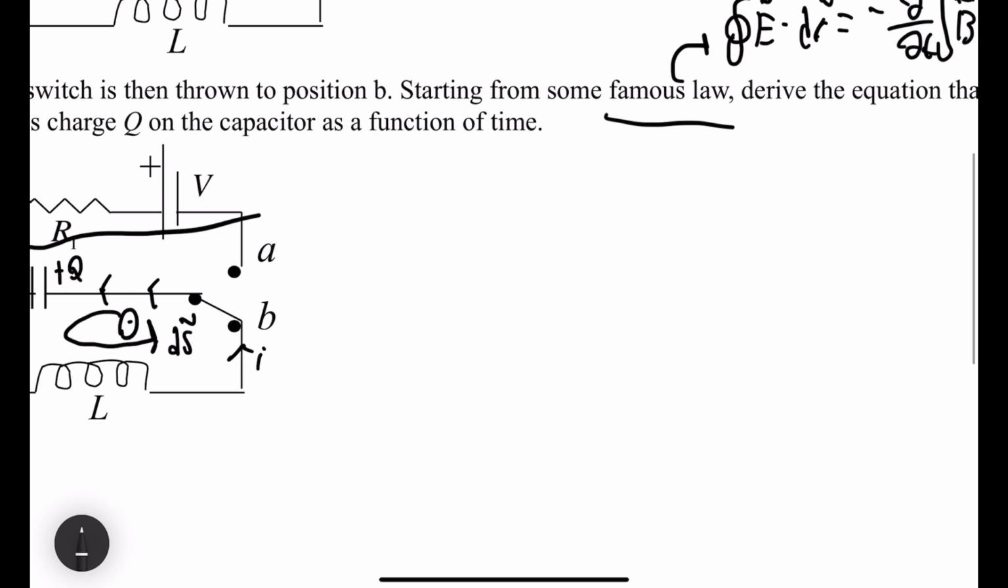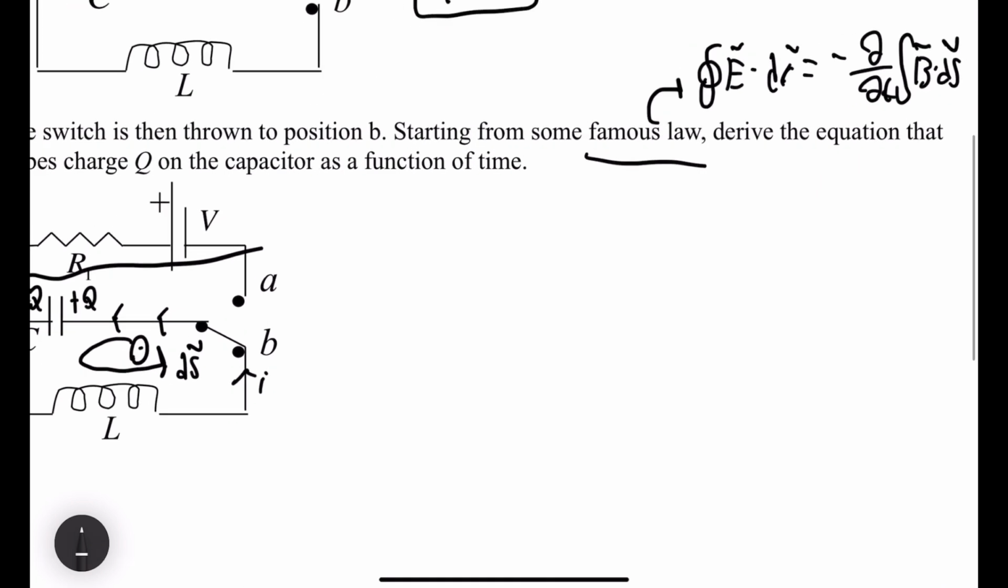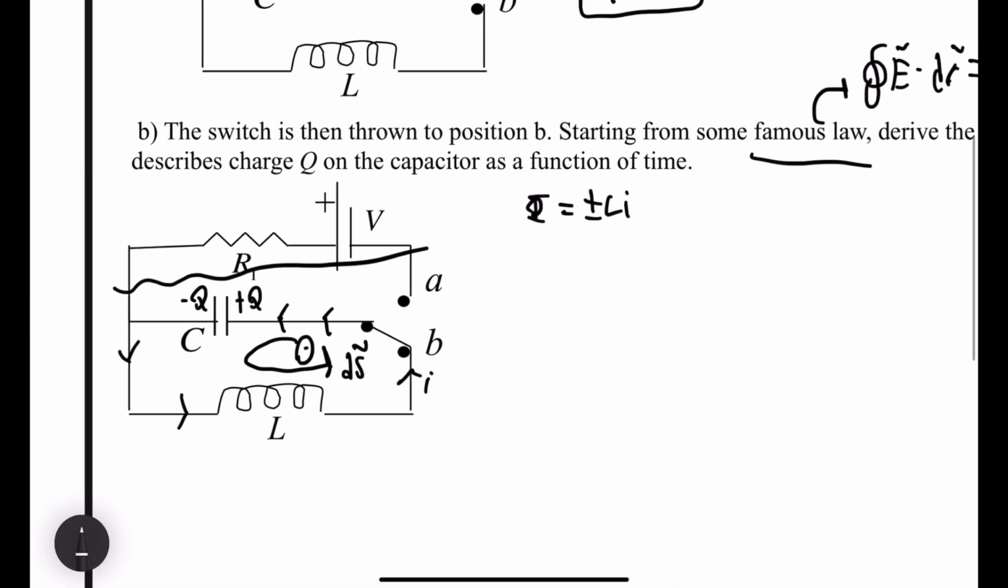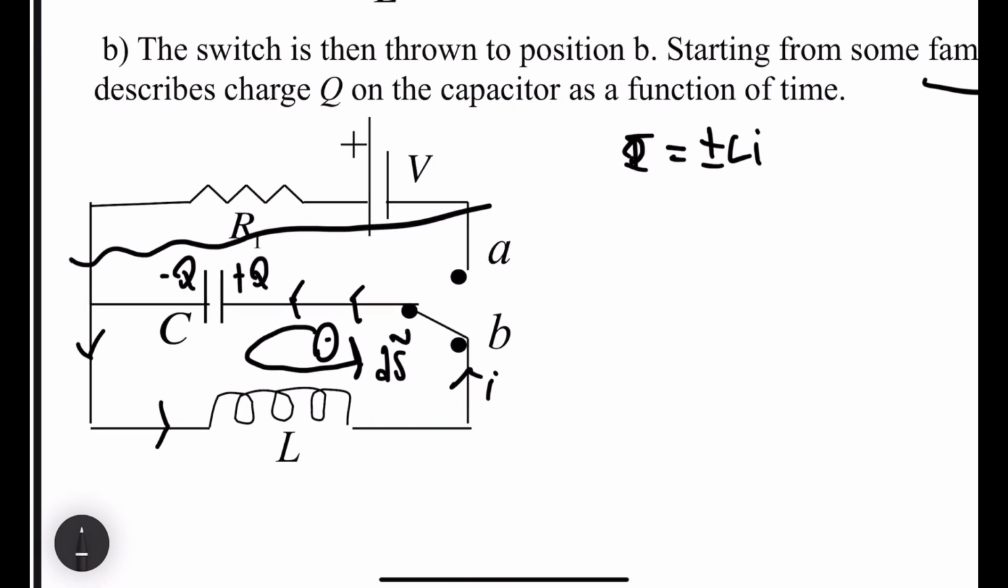So let's start with finding the flux. The flux is going to be positive or minus Li. How do we determine that? Well, we determine that with a dot product.